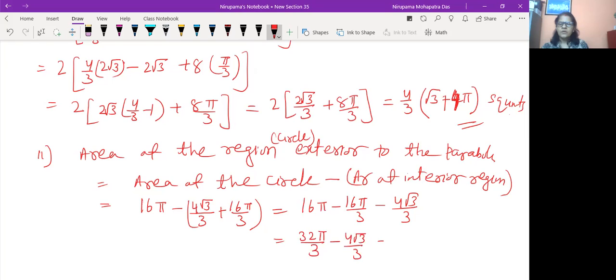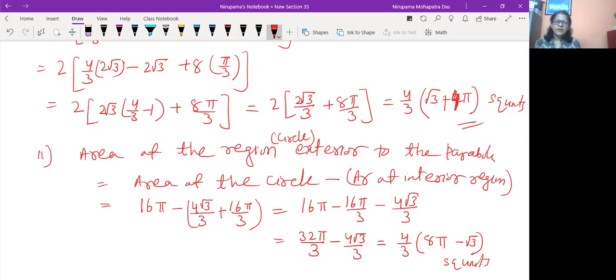What can be taken common? We can write here 4 by 3 can be taken common. So you can get 8 pi minus root 3, square units. Let me check it again. So 4 by 3 taken out, 8 pi minus root 3 square units.